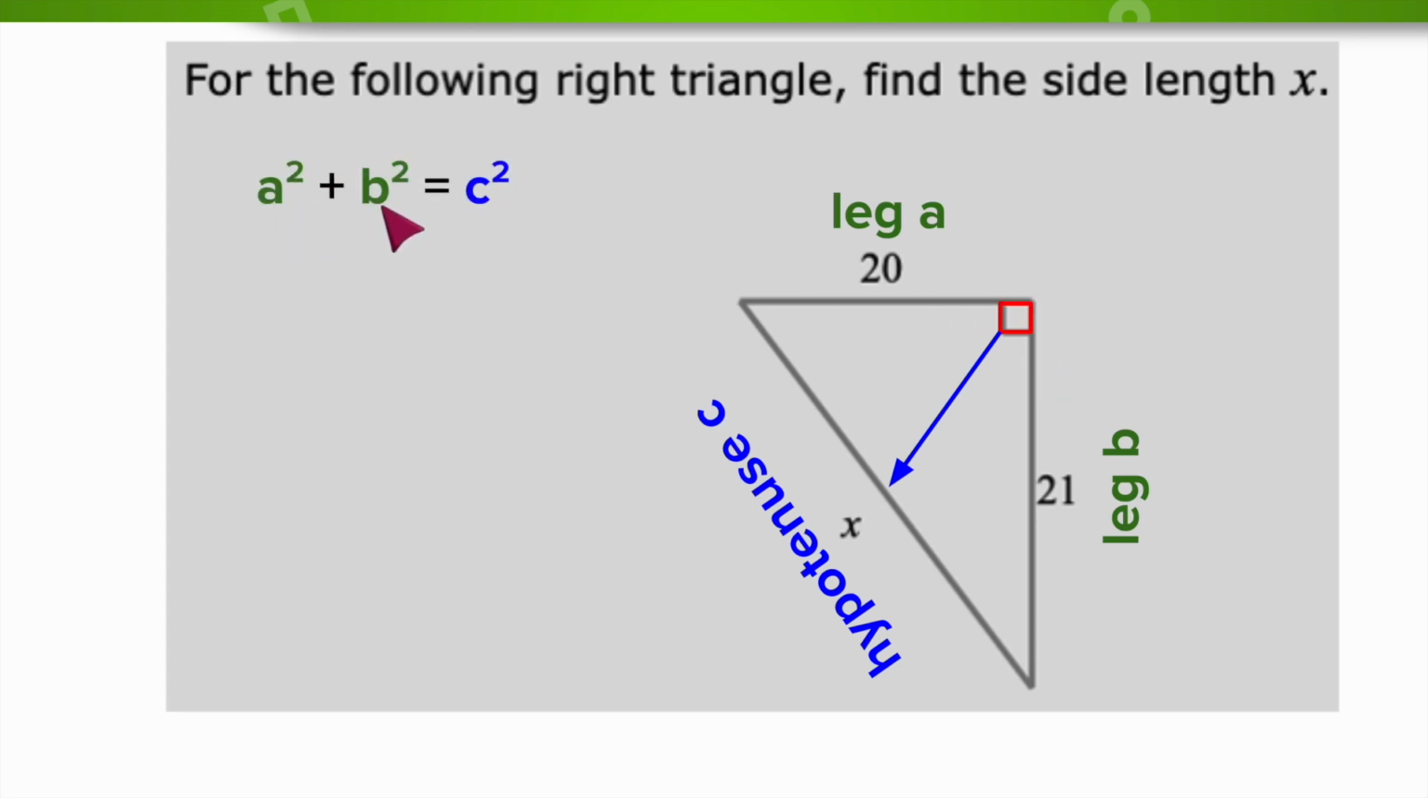So now I can use A squared plus B squared equals C squared. So now I have 20 squared for A, 21 squared for B, and then C squared, well, they told me that was X, so I'm doing X squared.